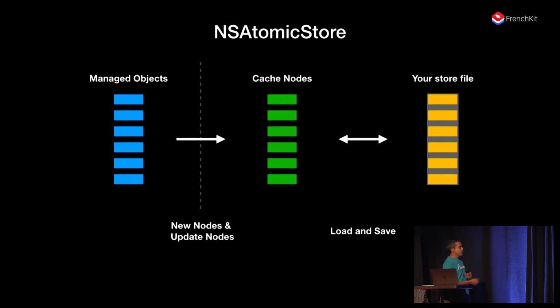So as we've seen, these are some of the methods. There's a few more that you'd normally implement. But as you can see, when you're working with your application and your data, on the left side, when you create new NSManagedObject instances, when you update them, you're simply updating the in-memory cache node. And then when you save, you're simply updating your store file.